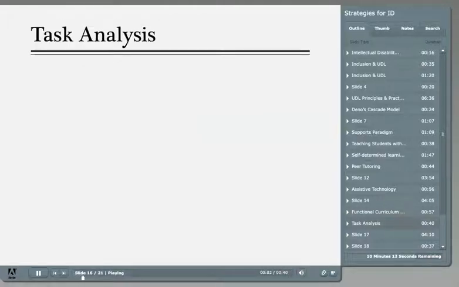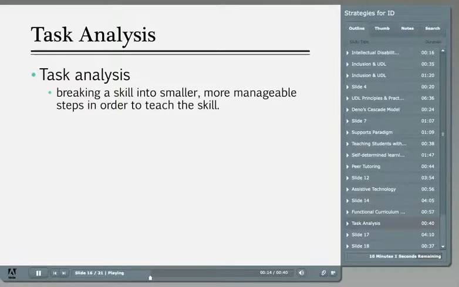Like we discussed in the previous slide, a functional curriculum is curriculum that focuses on highly structured and individualized instruction of life skills. Part of that includes breaking these skills into smaller and more manageable steps in order to teach such skills. This is called task analysis.